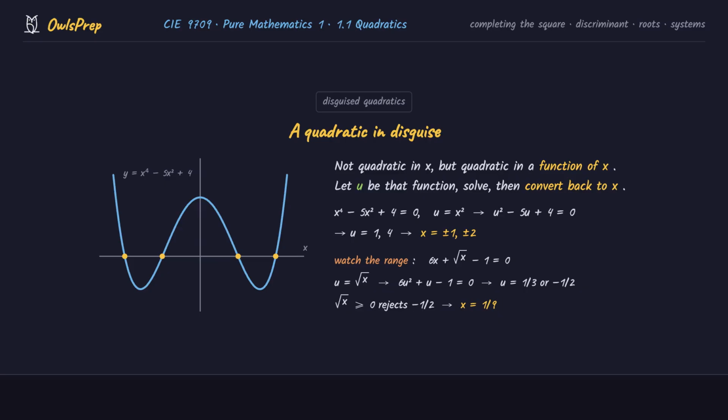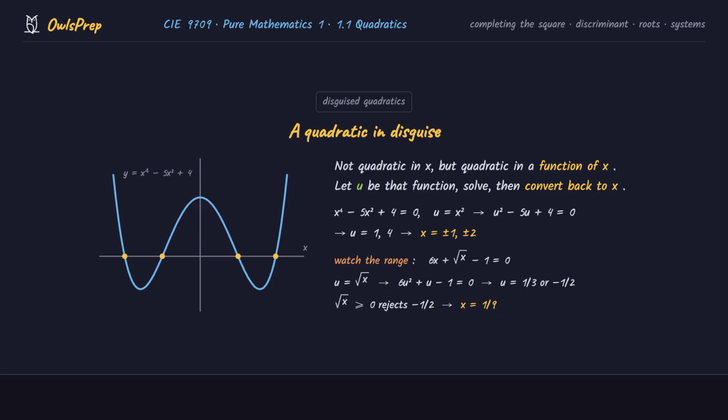Two cautions. Solving for u is only halfway. You must return to x, and watch the range of your substitution. In 6x plus root x minus 1, put u equals root x, and you'll get u equals 1/3 or minus 1/2. But root x can't be negative, so you reject minus 1/2. That leaves u equals 1/3, so root x equals 1/3. Squaring both sides to convert back to x gives x equals 1/9.